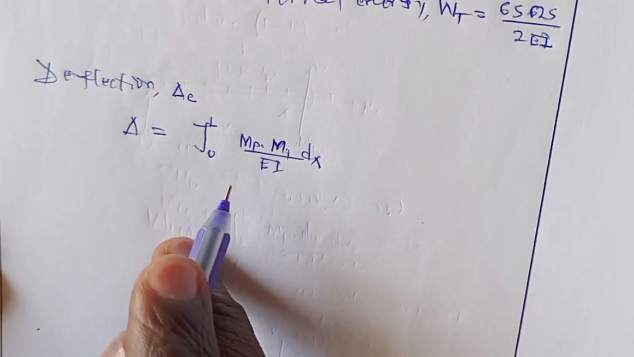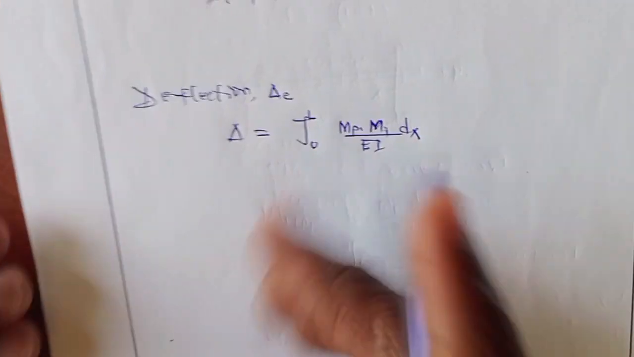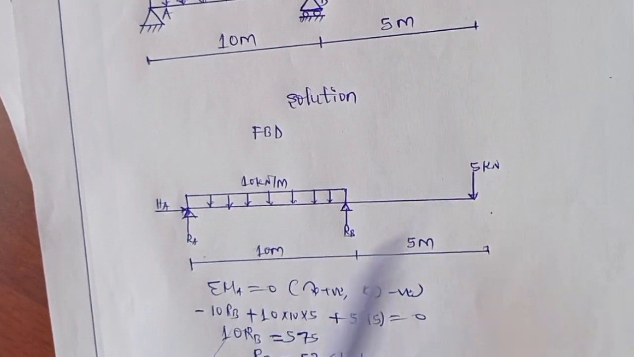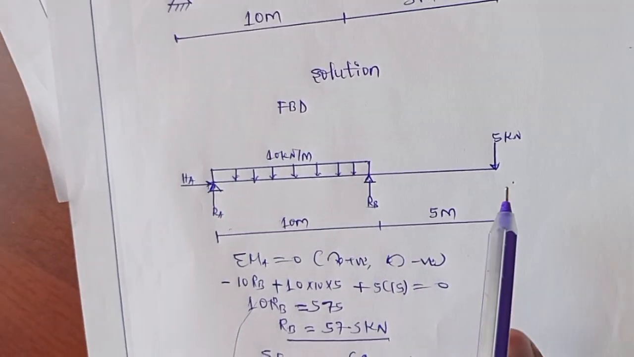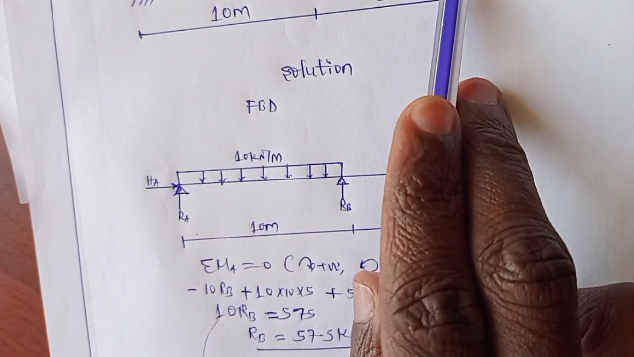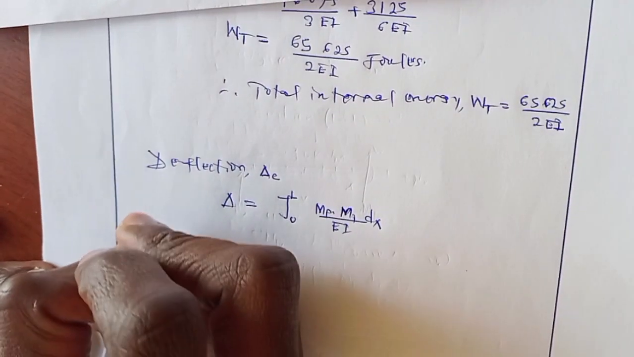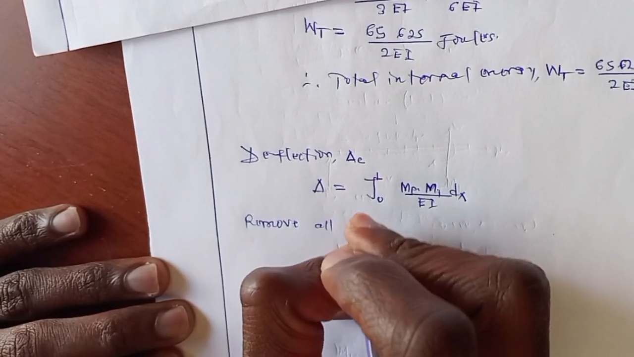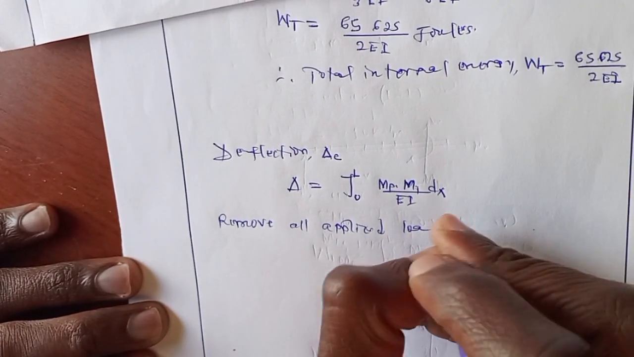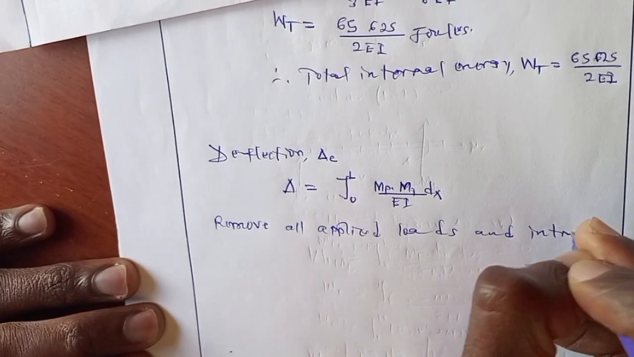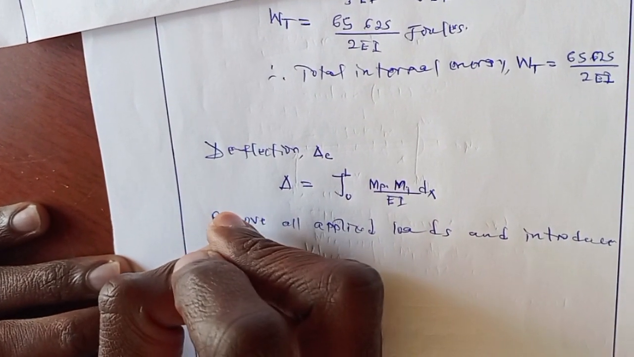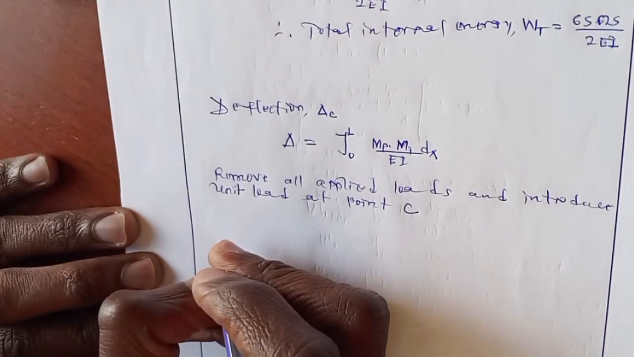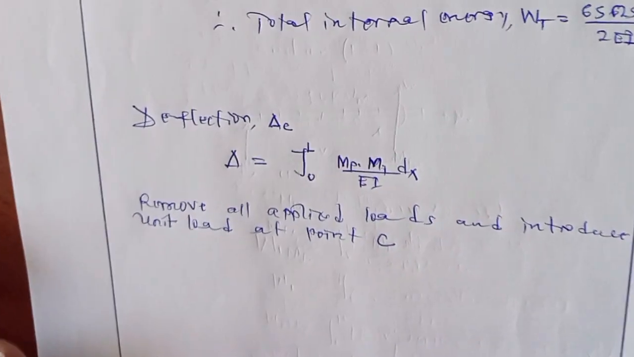So in order to obtain deflection for point C, we are required to calculate the moment due to unit load. The moment due to unit load is obtained by removing all of the applied loads and introducing a unit load at point C, at this point.